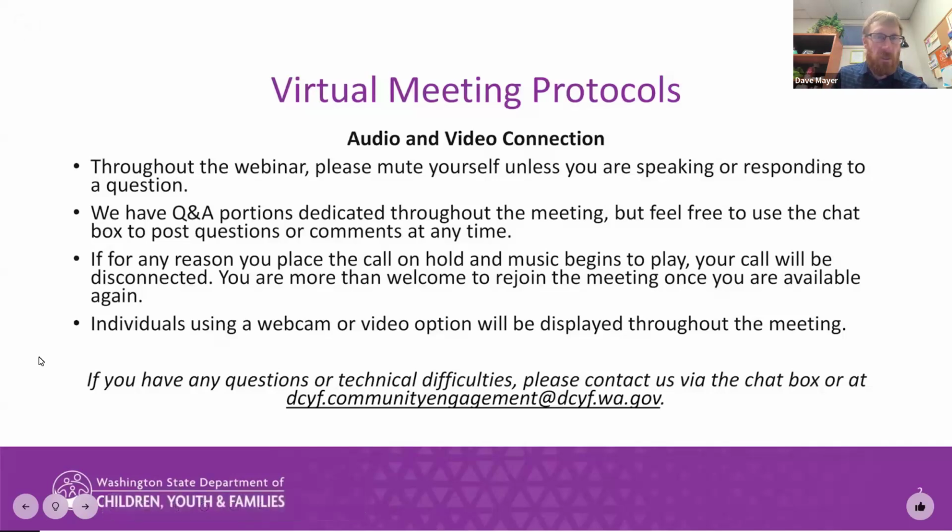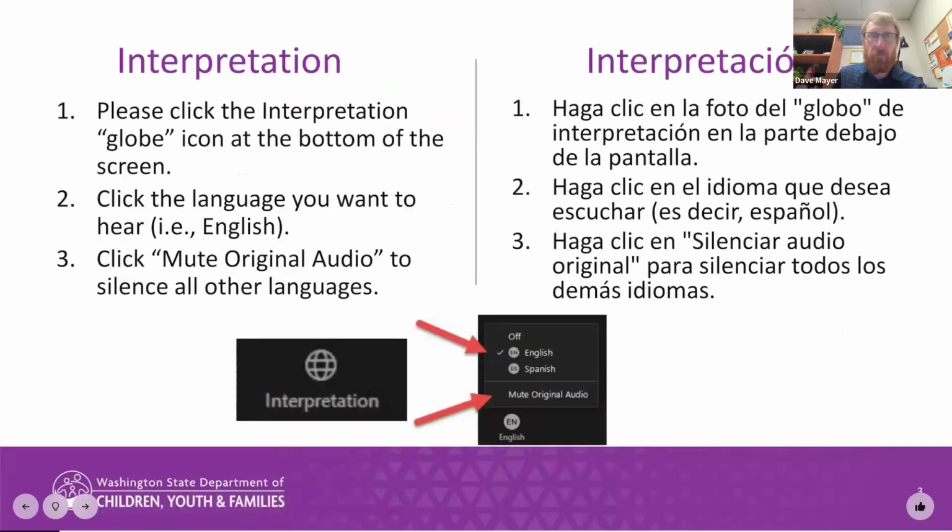So know that you can go back and forth with having your video off and on throughout the meeting. All right. Our next slide is very important that we make this selection at the beginning of our meeting today. We have a great couple of interpreters with us today, and so we need everybody to select their interpretation for today's meeting. You see the steps listed on the screen. First, please click on the interpretation globe icon at the bottom of your screen. Click the language you want to hear, and then click mute original audio to silence all other languages.